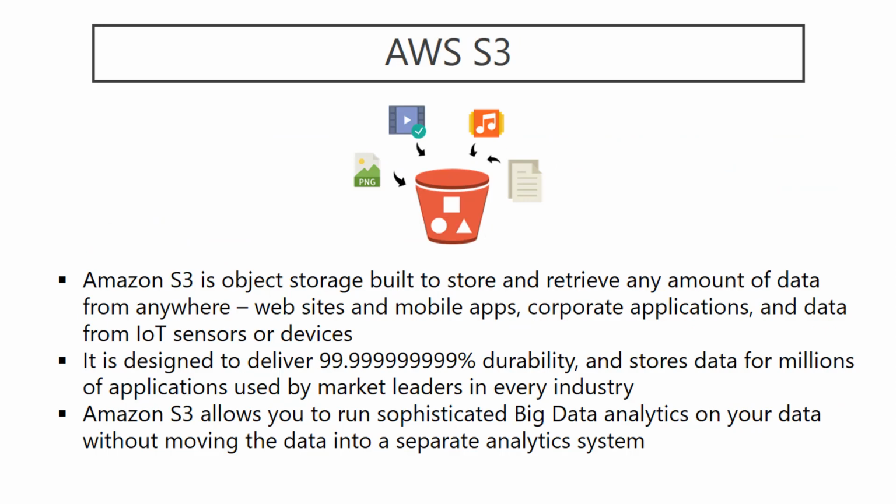Next, we have AWS S3, which is simply object storage to store and retrieve any amount of data from anywhere. Websites, mobile apps, corporate applications, data from IoT sensors or devices, everything goes into the bucket. So it's not just a file folder, it's actually much more than that. It's designed to deliver 99.99% durability, and stores data from millions of applications used by market leaders in every industry. S3 also allows you to run sophisticated and complex big data analytics on your data without moving the data into a separate analytics system. So everything stays in S3, right? You don't have to physically move your data from S3 to another area and then run the analytics. It's just there. Once data is in S3, you're good to go.